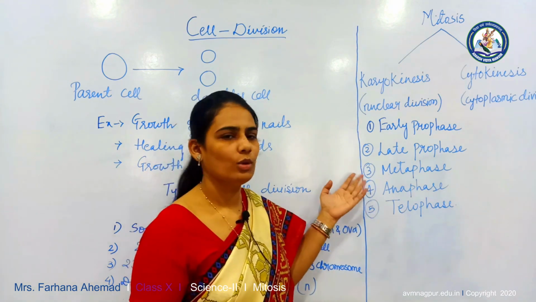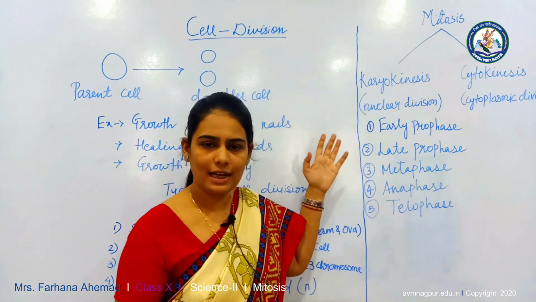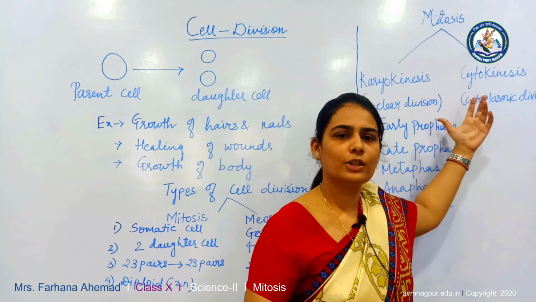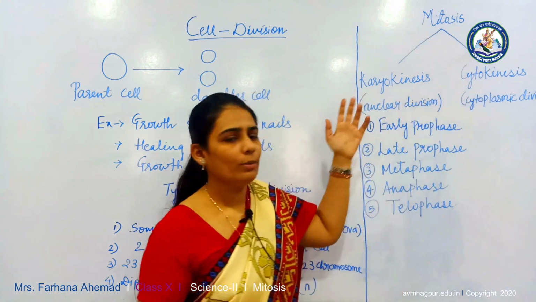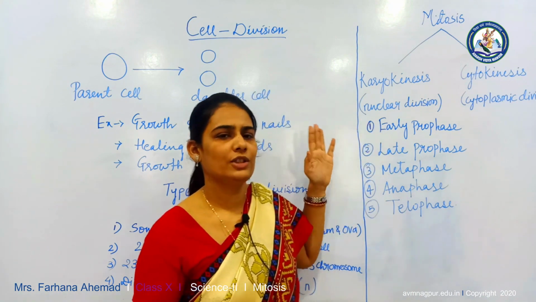It is not possible to complete mitosis and meiosis in one lecture, so today we are just going to complete mitosis. Now mitosis has two stages, karyokinesis and cytokinesis. What do we mean by karyokinesis? Karyokinesis means nuclear division.